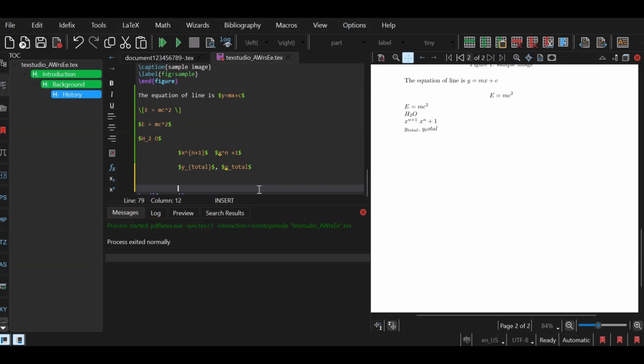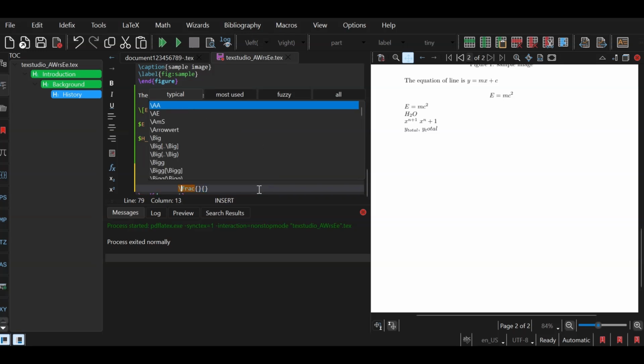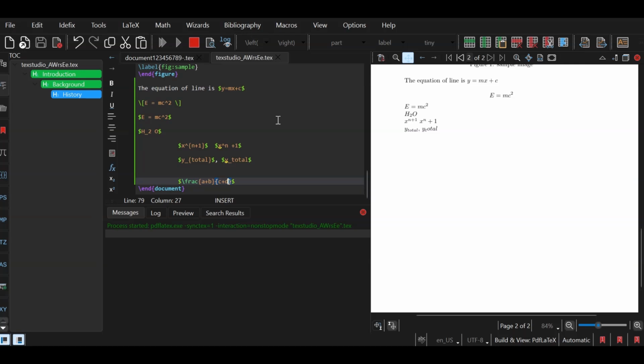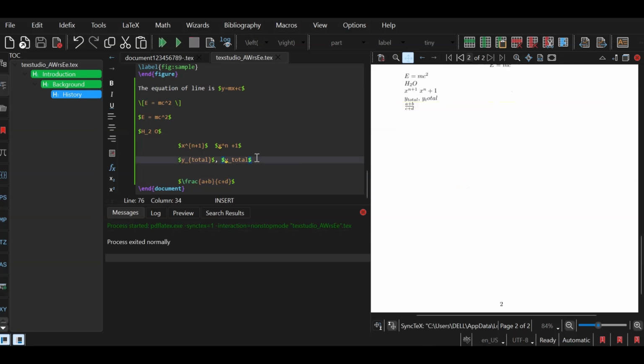For fraction we can simply write the frac command, and don't forget to mention your dollar sign. Whatever you want to write, numerator right here and denominator here. So like a plus b, and in the denominator, if you want to write c plus d, then just compile and here is our fraction: A plus B upon C plus D.